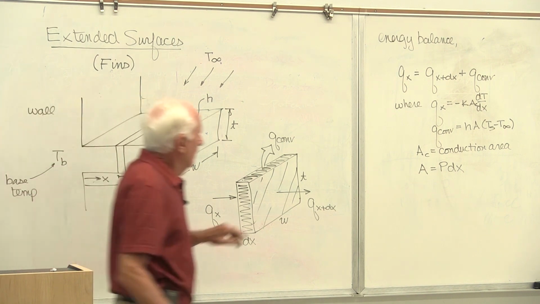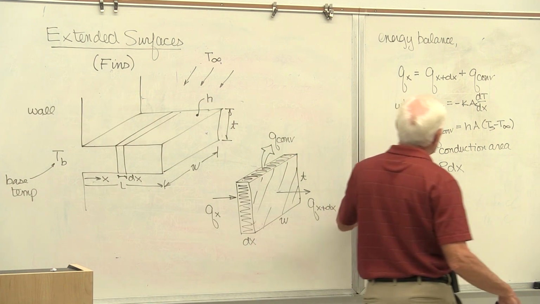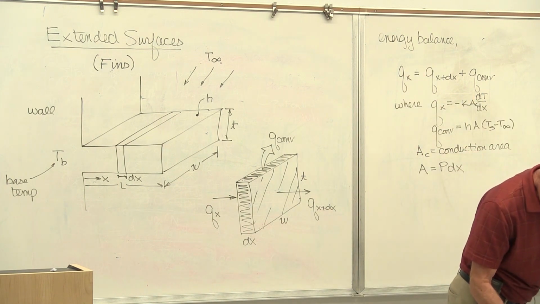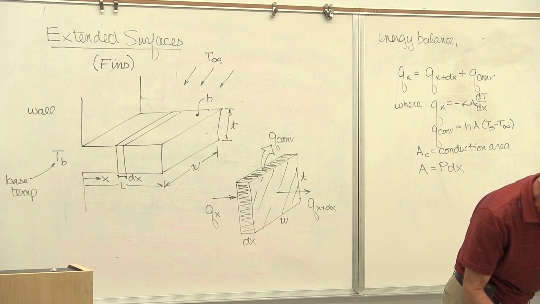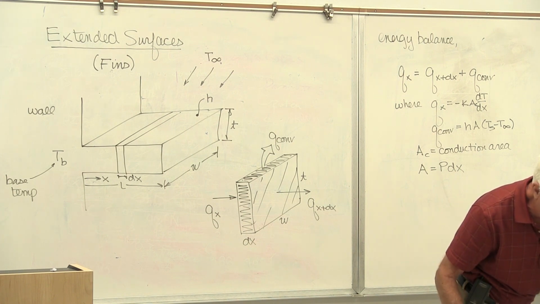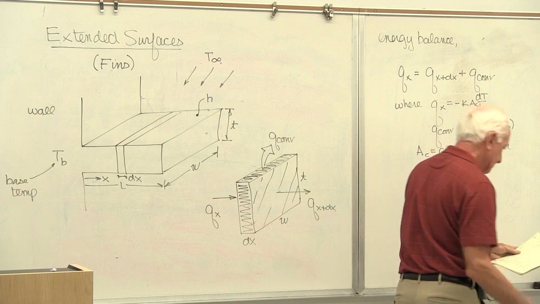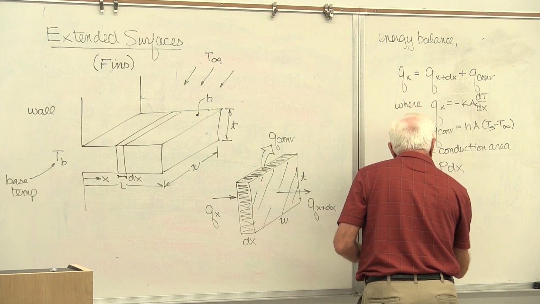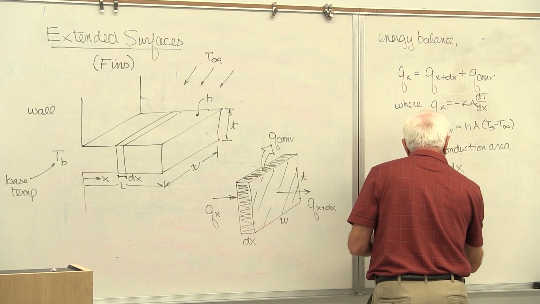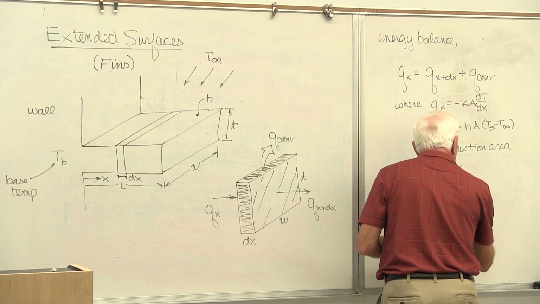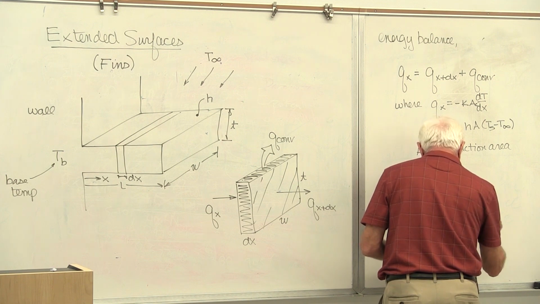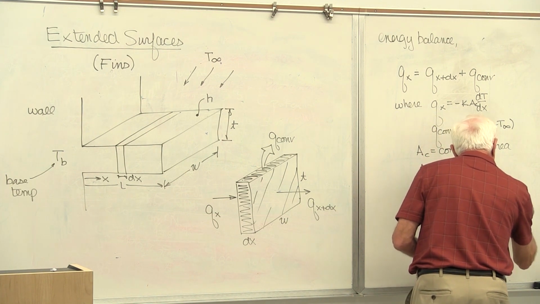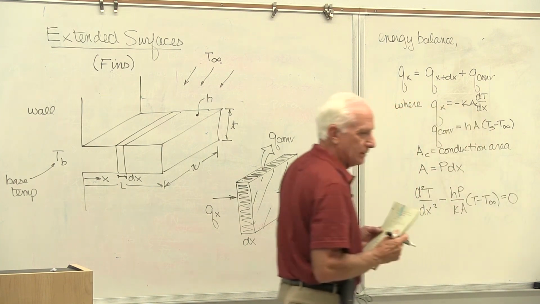Okay. We're not going to go through all the gory details. Put these in here. We've done it before. Go ahead and simplify the equation, and you end up with the governing differential equation: d squared T over dx squared equals hP over kA times the temperature difference. There's the governing differential equation.